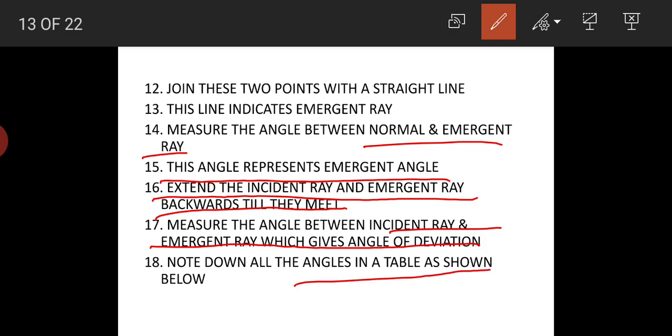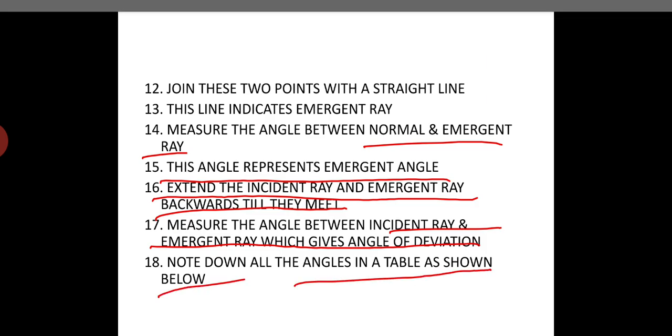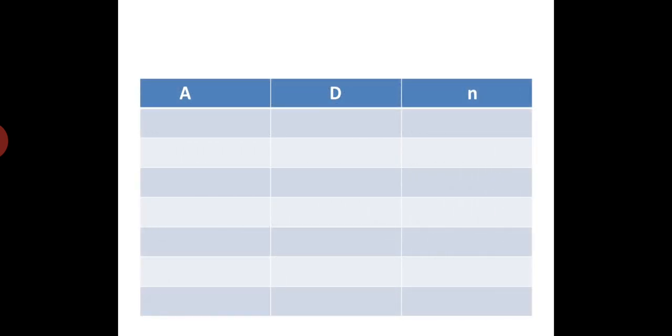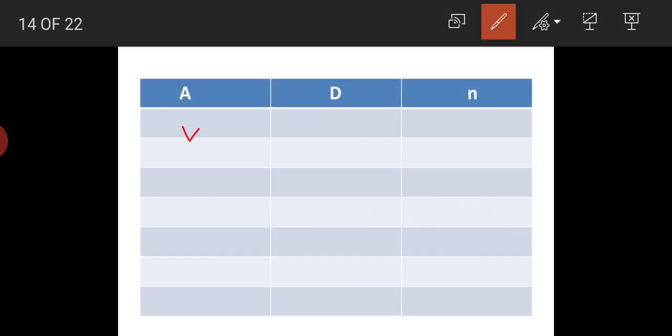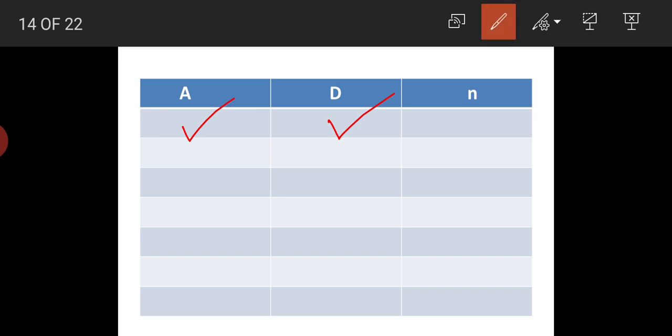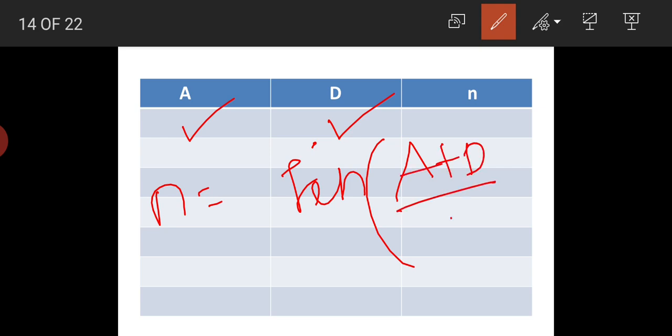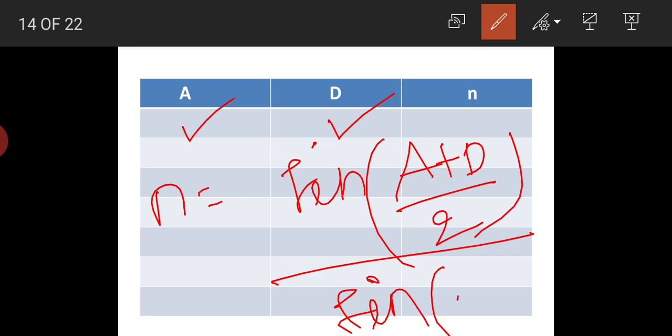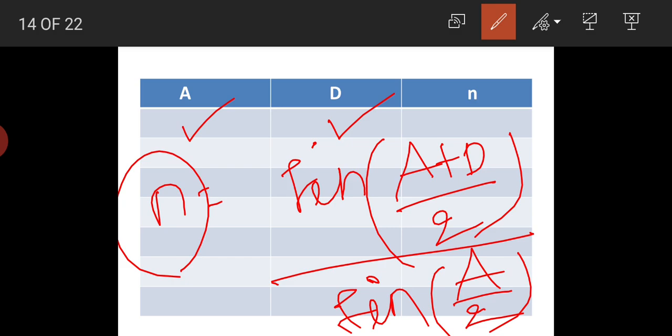Note down all the angles in a table as shown below. As shown here, measure the angle of prism, angle of deviation, and calculate refractive index by using formula n is equal to sine of (A plus D) by 2, divided by sine A by 2. By using this formula, find refractive index of the prism as we have A and D.